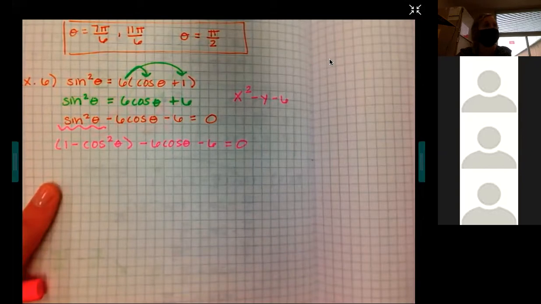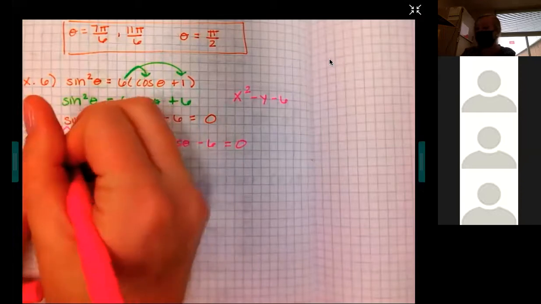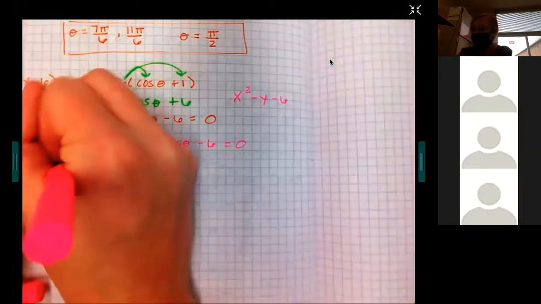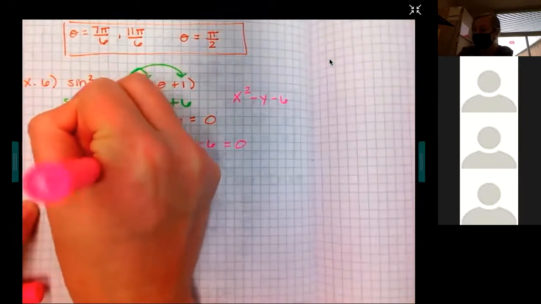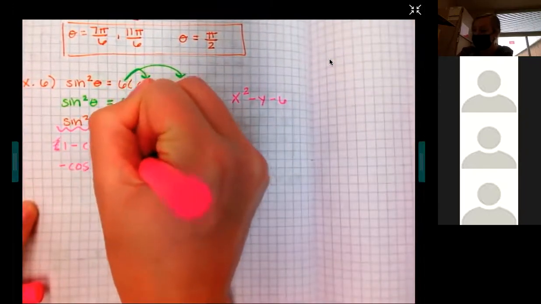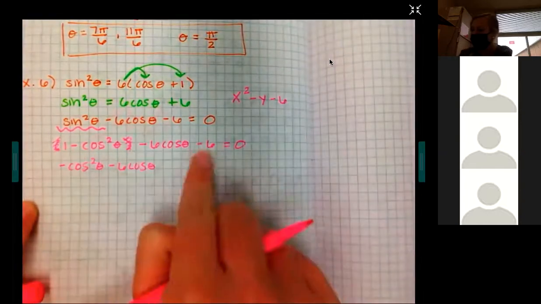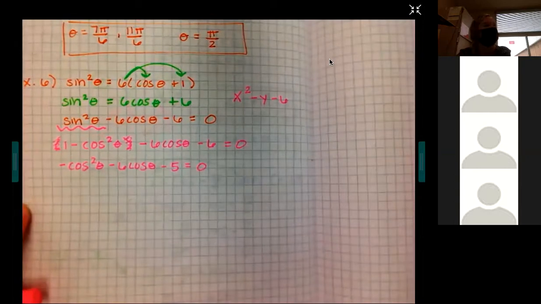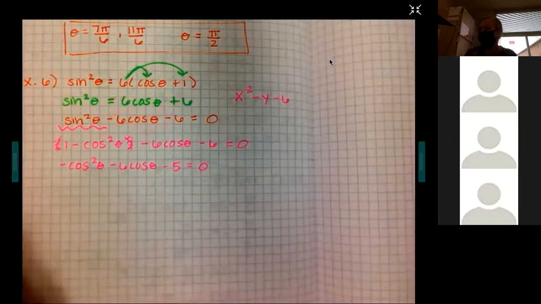Is everybody okay? Chris, you okay? Yeah. Okay. All right, so are y'all fine if I go ahead and combine my like terms over here so I can make it look like a quadratic? So I got negative cosine squared theta minus 6 cosine theta, and then 1 minus 6 would be negative 5. Anyone at home, if you have questions, unmute and ask.